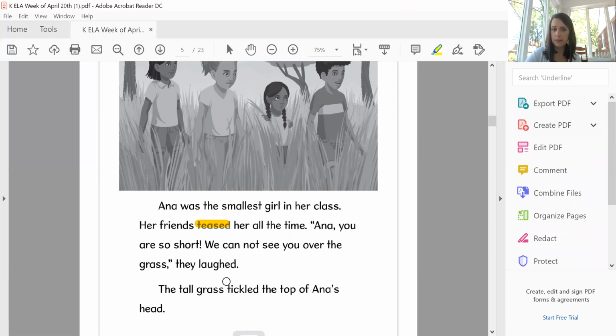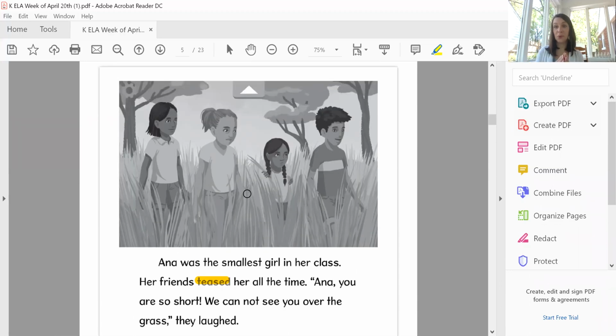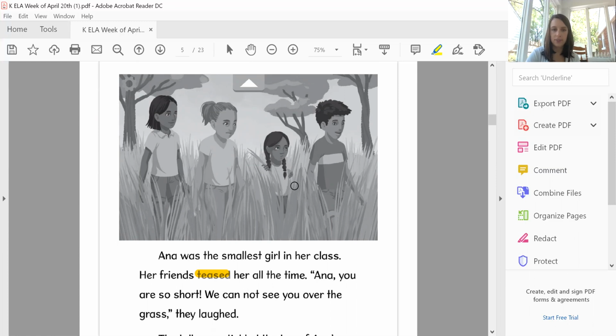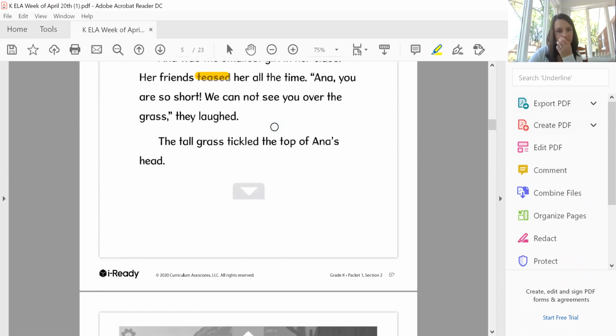Do you think Anna likes being treated like that? The tall grass tickled the top of Anna's head. And this is a word we talked about with Miss B, that her friends are taller and she is shorter. So we're talking about her height right now. So put your finger on who Anna is. She's the shortest one. Good, right here, that's Anna.